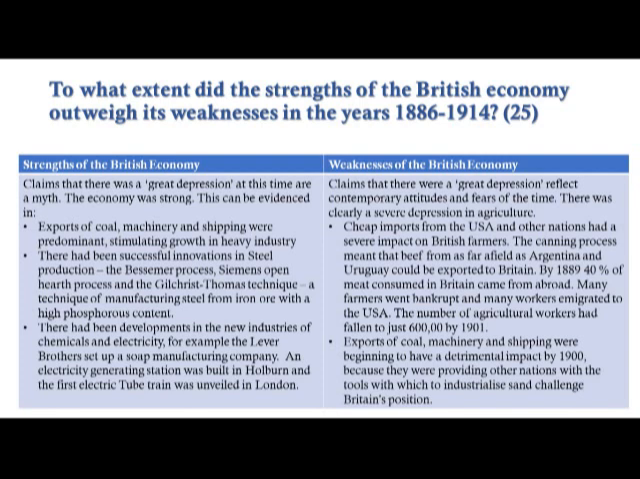There have been, of course, linking into that, successful innovations in steel production. So the Bessemer process, the Gilchrist-Thomas technique, which was a technique of manufacturing steel from iron ore with a high phosphorus content, kind of revolutionized and really sped up steel production. Contrary to what some historians have argued, there have been developments in the new industries of chemicals and electricity. And the examples you could provide there were the Lever brothers set up a soap manufacturing company. An electrical generating station was built in Holborn, and the first electric tube train, believe it or not, was unveiled in London at this time.